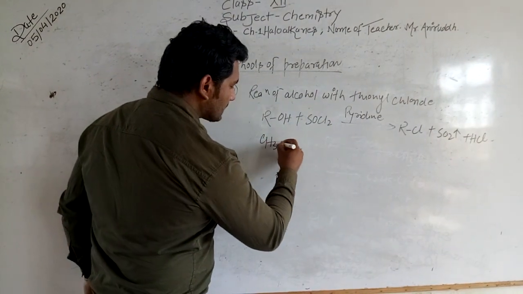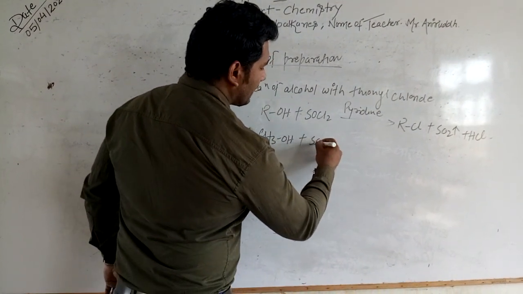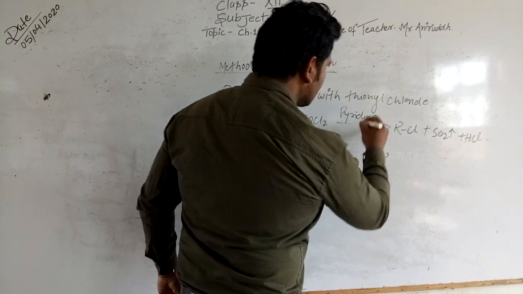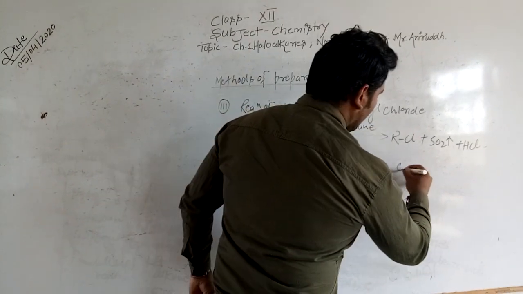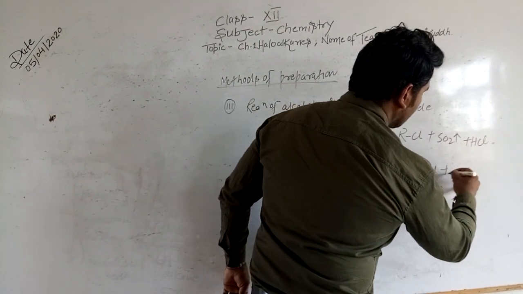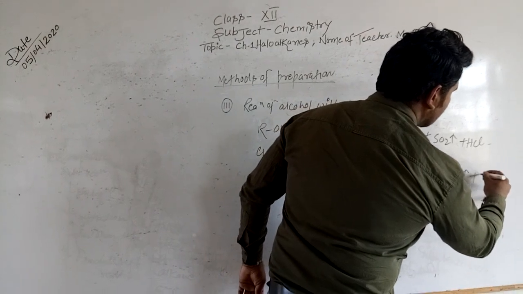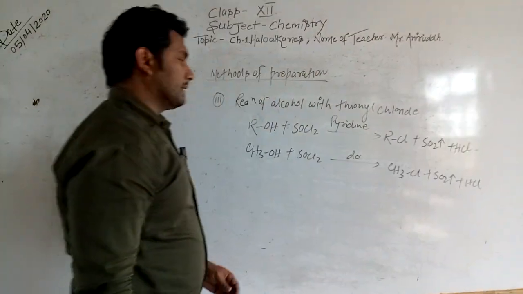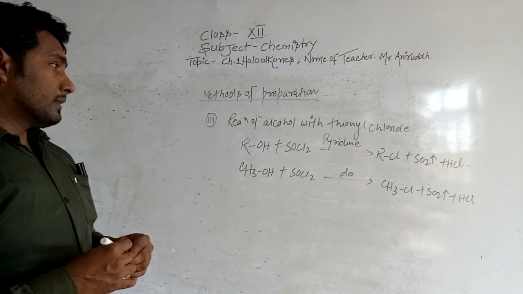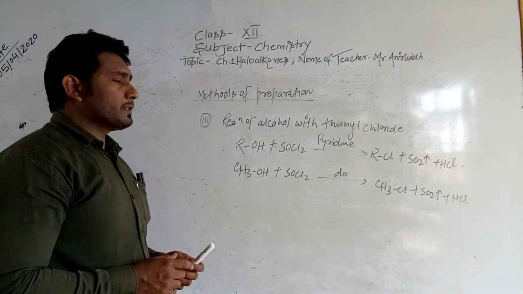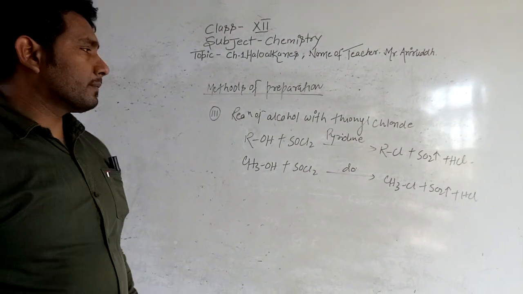Change the R: CH3OH treated with SOCl2 in the presence of pyridine. What will happen? This is the reaction by which we obtain haloalkane.